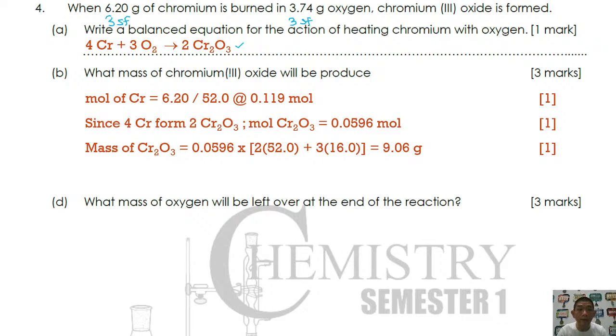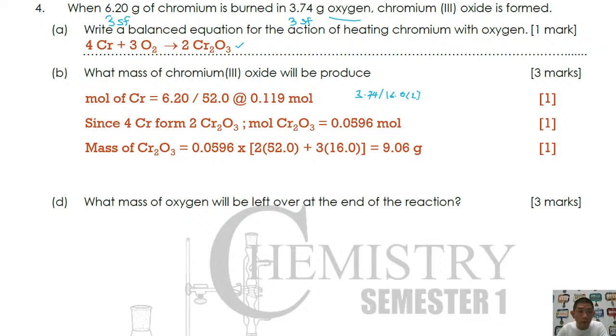Okay, now how are you going to know which one is limiting and which one is in excess? Usually when we burn with oxygen, oxygen will be in excess. Usually oxygen will be in excess, even though the question did not state. If you don't believe, you can use your calculator to press 3.74 divided by 16, then times 2, and you get your mole definitely greater than 0.2. So obviously the chromium here will be in excess. Okay, sorry, chromium here will be the limiting reagent.